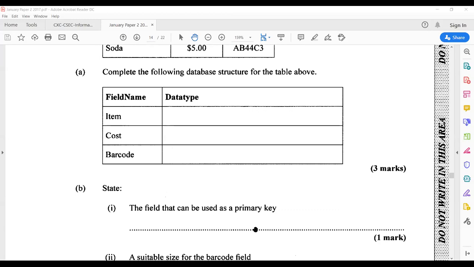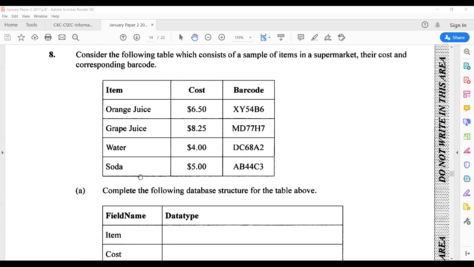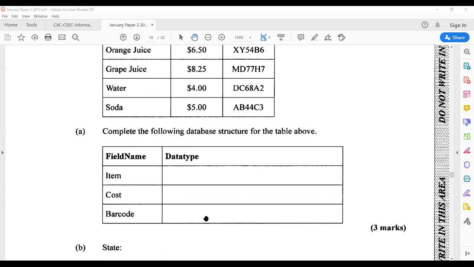Okay. Now, given this table, what is the field that can be used as the primary key? I'm going to go back to the table. Which field could be used as the primary key? Remember, the primary key is a field in which the value is unique in the table. There are no duplicates in the table for this value, right? And the most appropriate field for this will be the barcode. As you see, there's nothing repeating, right? Now, cost obviously is not one, because you can have more than one item having the same cost. An item also, you could duplicate item, right? There could be two types of water, orange juice, etc. So barcode is the most appropriate.